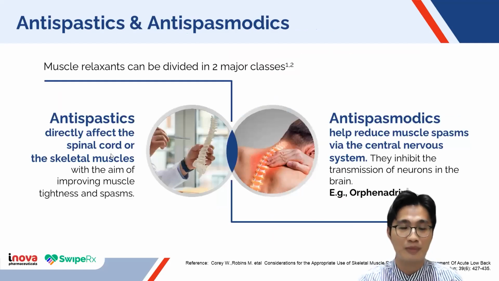Antispastic and antispasmodic. Antispastics directly affect the spinal cord and skeletal muscle, with the aim of improving the muscle. Examples include baclofen and diazepam. Antispasmodics reduce the muscle spasm via the central nervous system. The example would be orphenadrine.